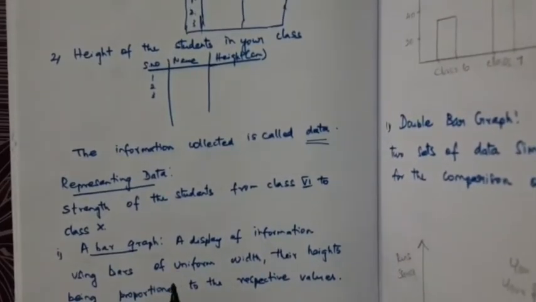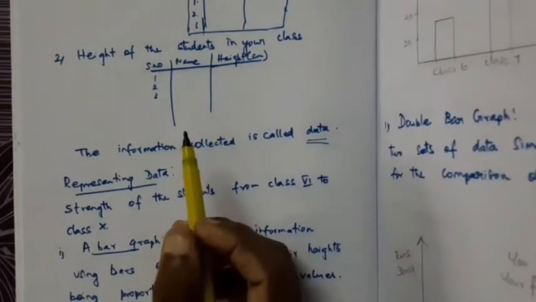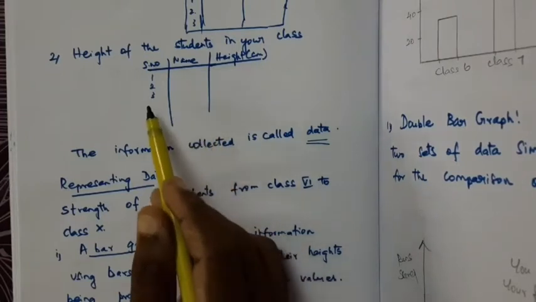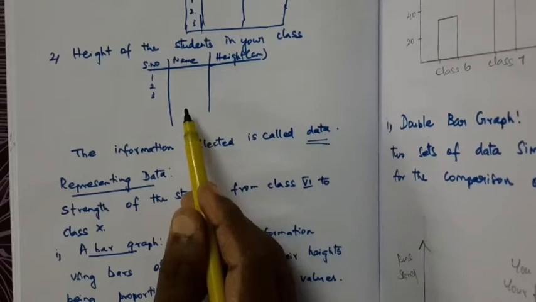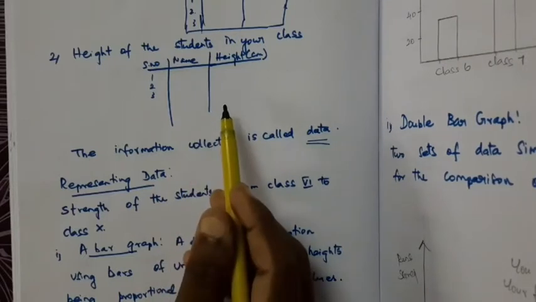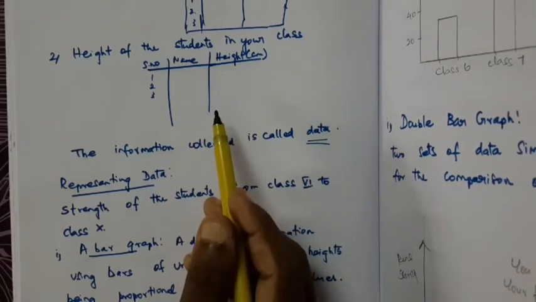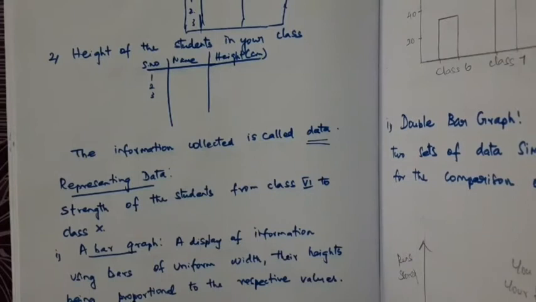There are many ways of representing data. For example, you can see here we have stored our data in a table form. The serial number gives the total number of students in the class, this column gives the name of the student, and here you can see the height of the student. This is also one form of representing data, in the form of a table. There are different forms of representing data.